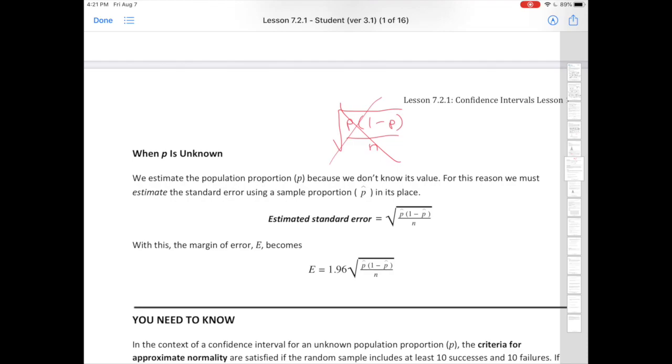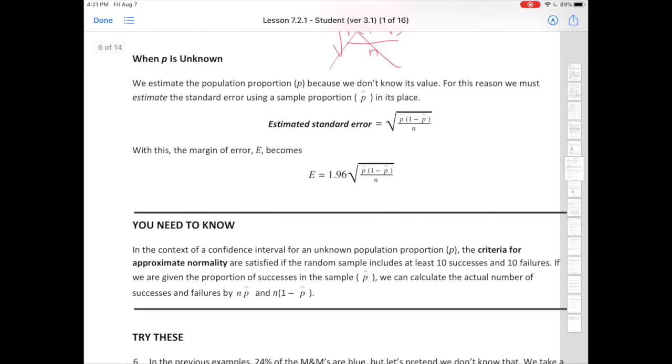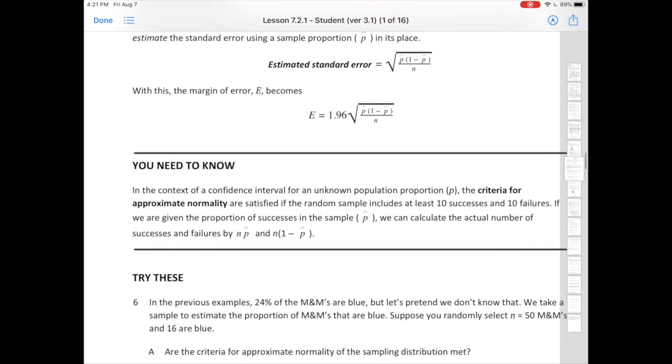With this, the margin of error becomes, you just take that guy and you multiply it by 1.96. So that's where this formula comes from. We take 1.96 and multiply it by the square root of p hat times 1 minus p hat divided by n.